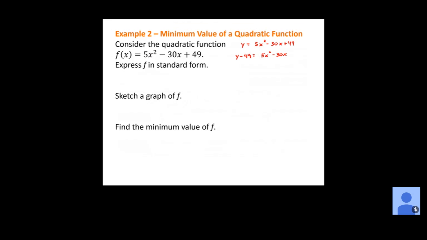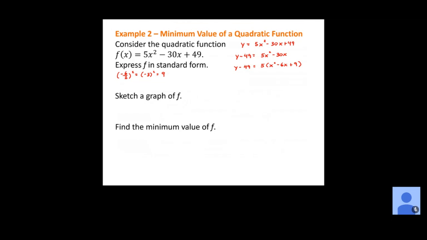Again, the next step is if I have a coefficient in front of my x squared, I need to factor it out. So I'm going to factor out the 5 here. And that gives us y minus 49 equals 5 times x squared minus 6x. Now I can complete the square. So I look at my b value. Again, it's negative 6 this time. So we're going to have negative 6 divided by 2 squared. When I simplify that, I get negative 3 squared, which is 9. That means I have to come over here and add 9 in my parentheses.